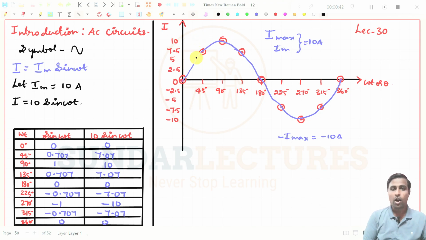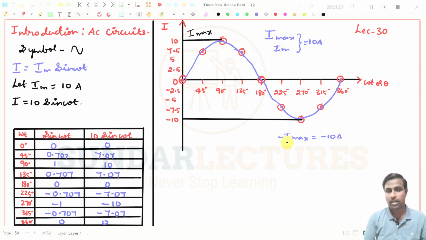So we can write this as the maximum value, it is very simple to understand. This is nothing but Imax. You can also see this is the negative maximum value, which you can get from this point, so this will be minus Imax. This 10 will always represent the maximum value, and the sin omega t represents that this 10 ampere is actually flowing like this in a sine wave.